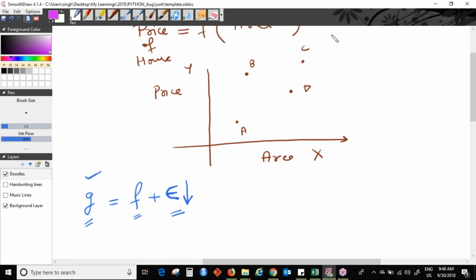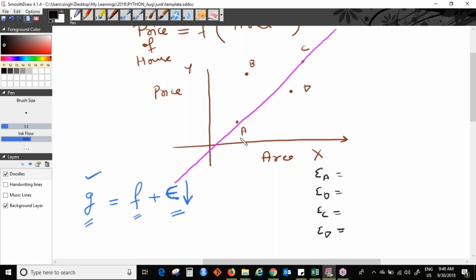So let's say I draw this line through the data. Now what are the errors I will get? There are 4 points, so I will get 4 errors. Let me call them error A, error B, error C, and error D. I'll get 4 errors because I have 4 points.